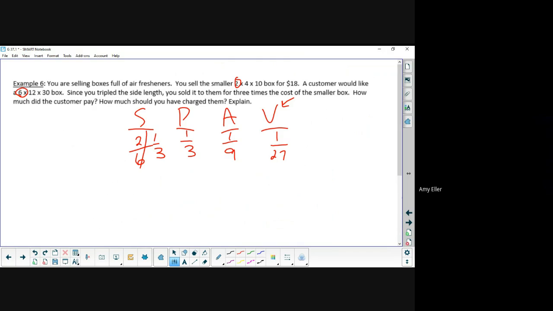Because this $18, what does $18 represent? Cost for the volume, right? So go ahead and pick volume because we know one volume cost. The smaller box, which is on the top, the volume cost is $18. I'm going to put C. This will be the cost of the larger box.